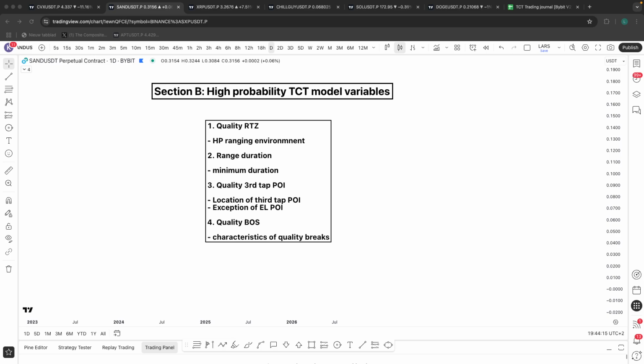And this should also be your checklist going forward when identifying high probability TCT models in a live trading environment. If you have the quality return to zone, if you have the range duration, if you have the quality third tap POI, and you've got the quality breaker structure, and you're within the context which makes sense to take the distribution or the accumulation, you need to execute. But we're going to be diving into execution in the later videos. For now, we're going to be elaborating on the four different variables.